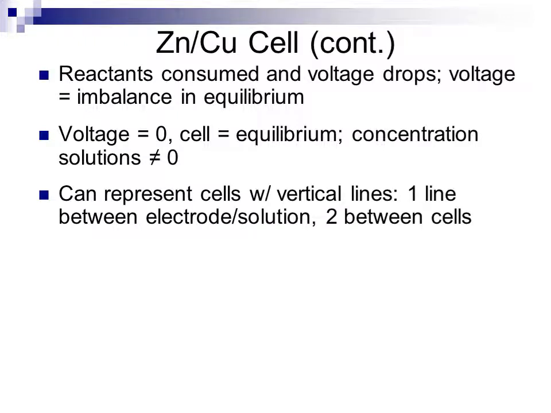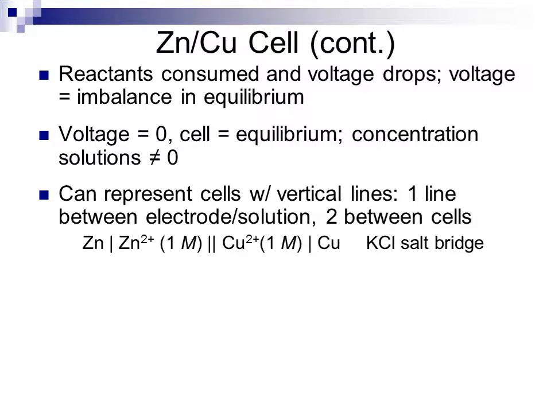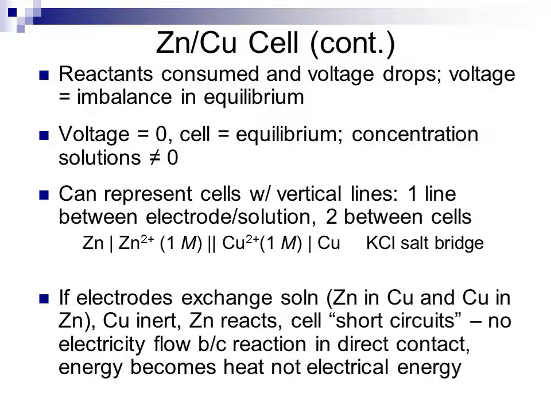We can represent galvanic cells using vertical lines. We use one line between the electrode itself and its solution, and then 2 lines between the 2 half cells. So if we look at the Daniell cell, we have the zinc electrode and the zinc 2+ solution as a 1 molar concentration, then a double bar, and then we have the cathode, with the copper 2+ as a 1 molar solution, and the copper electrode. The KCl is listed as a salt bridge, and that gives us a very simplified version of our process.